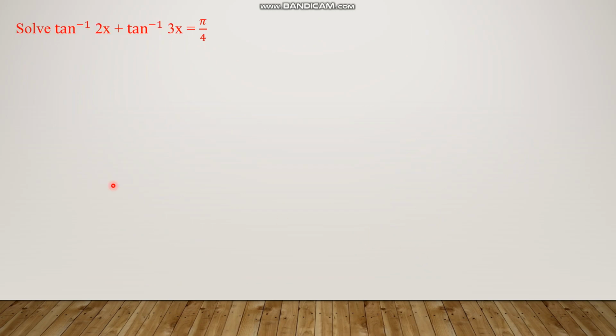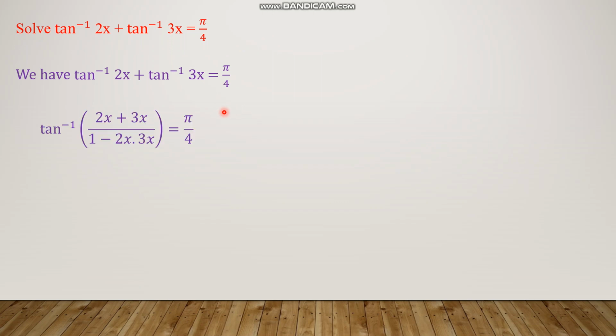Now look at this problem. Most of the students tend to make mistakes here because this is not to prove, this is to solve. There is a difference between solving and proving. Whenever they ask you to prove, we have to prove LHS is equal to RHS or vice versa. But when they ask you to solve, the idea is we have to take the whole equation and find the value of x.